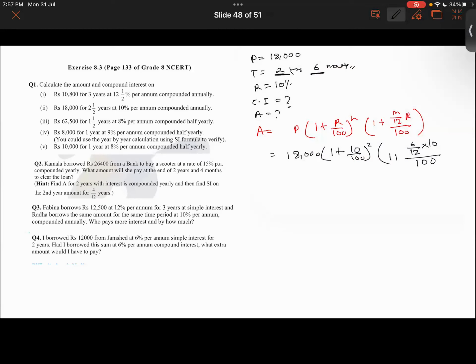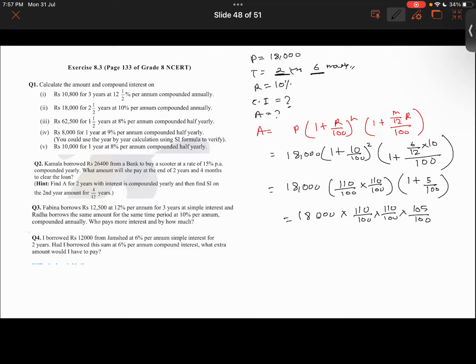It's better to write it like this. Now let's quickly solve it. So it's going to be 110 upon 100 into 110 upon 100 multiplied by how much? 5 upon 100, right? So it's going to be 18,000 multiplied by 110 upon 100, again 110 upon 100, into 105 upon 100, right? So these zeros are going to get cancelled here. So 18 multiplied by 121 multiplied by 105 upon 10, that is what we are left with. So upon simplifying this, we will be getting our answer.